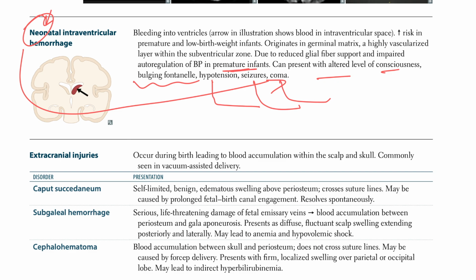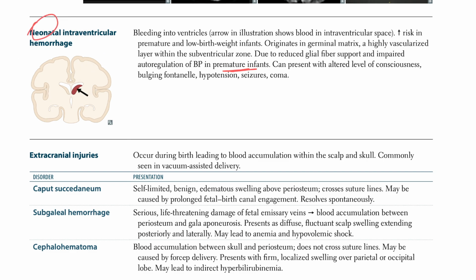Hypotension, seizures, and coma. Again, altered level of consciousness, and then you have this bulging fontanelle, hypotension, seizures, and coma. Okay, and that's going to be in the neonate.